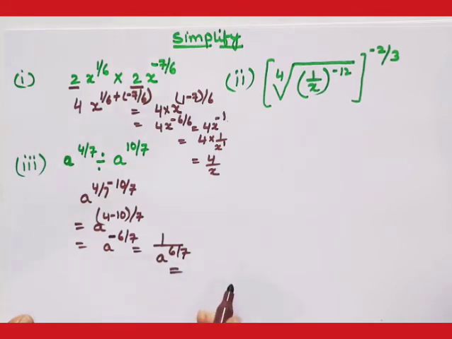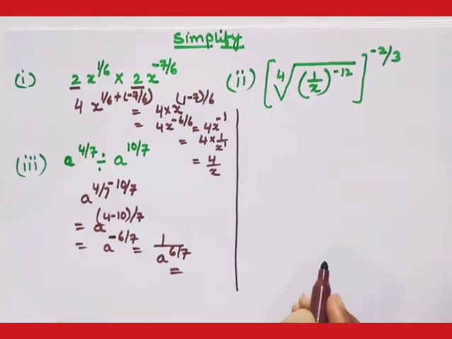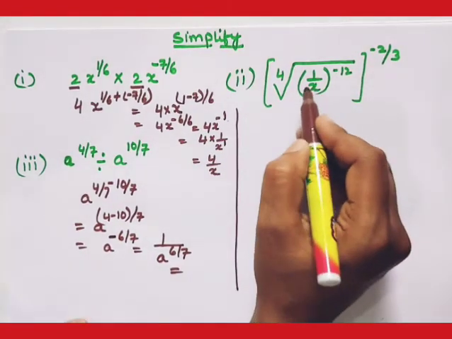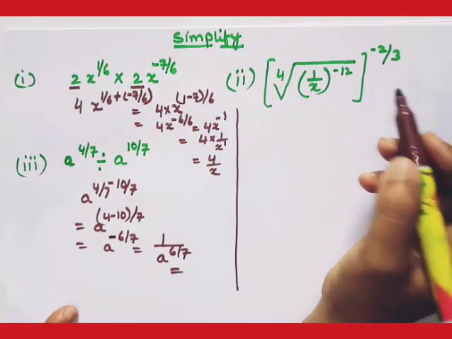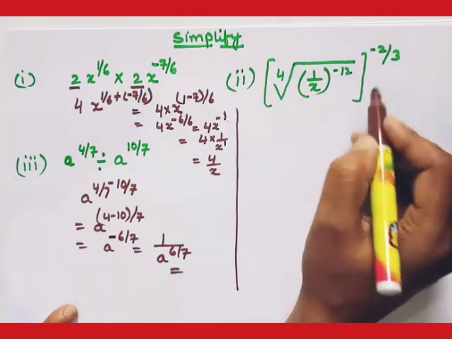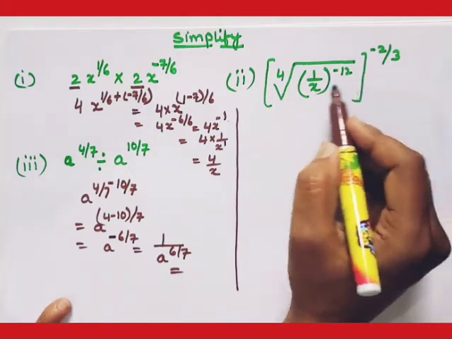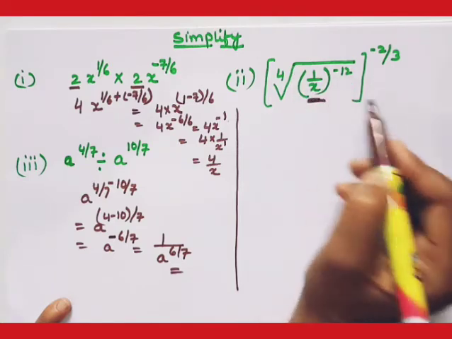This I have already explained to you, how it comes, or you keep the formula in your mind. a to the power minus r will be 1 by a to the power r. Now let us see this question. 4th root of 1 by x to the power minus 12 whole to the power minus 2 by 3. Children, there is nothing to panic. Okay. When you see these types of questions, these are in layers. See one bracket, then this part and then this part. First let us solve this one.